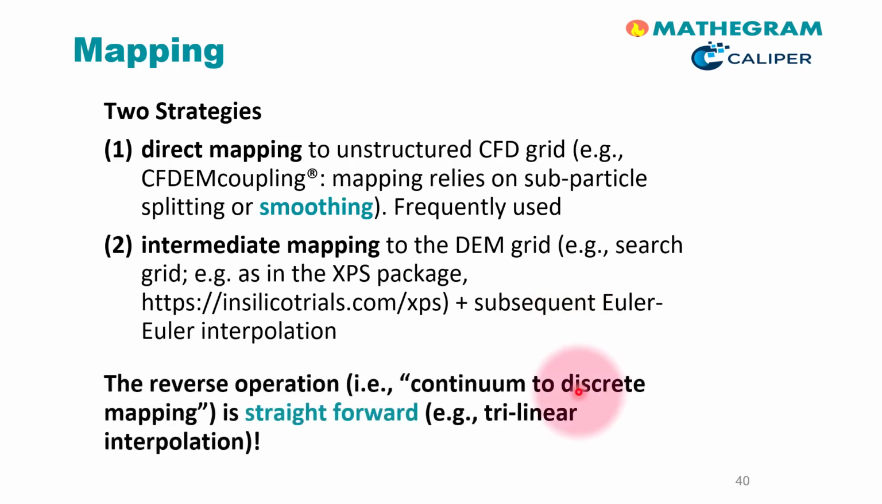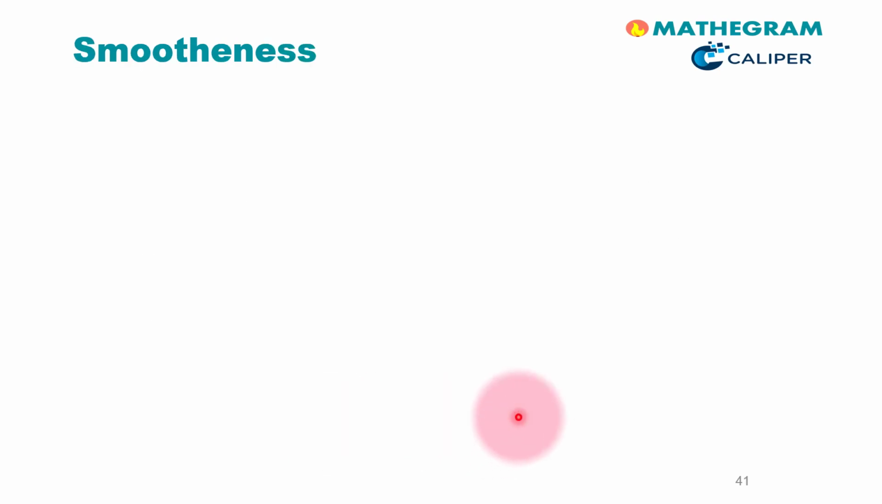As a side note, I would like to mention that the reverse operation, i.e. the continuum to discrete mapping or Euler to Lagrange interpolation, is straightforward and can be realized, for example, with trilinear interpolation. Next, let us talk about smoothness. As already mentioned, it is of key importance.